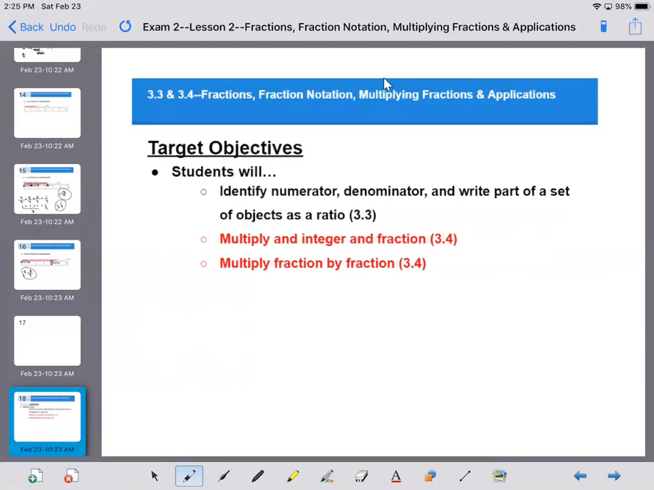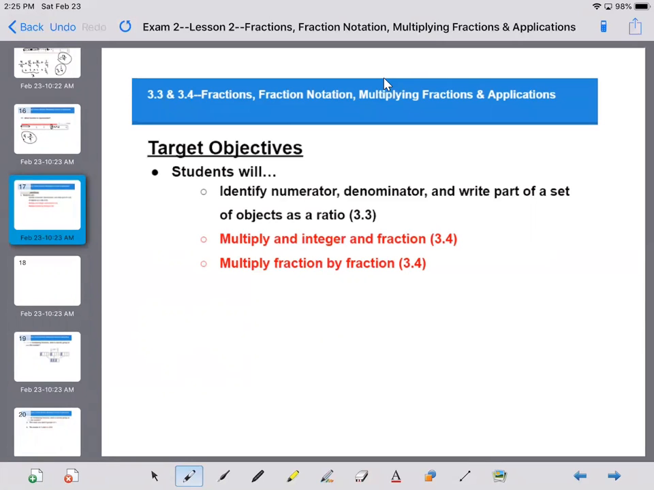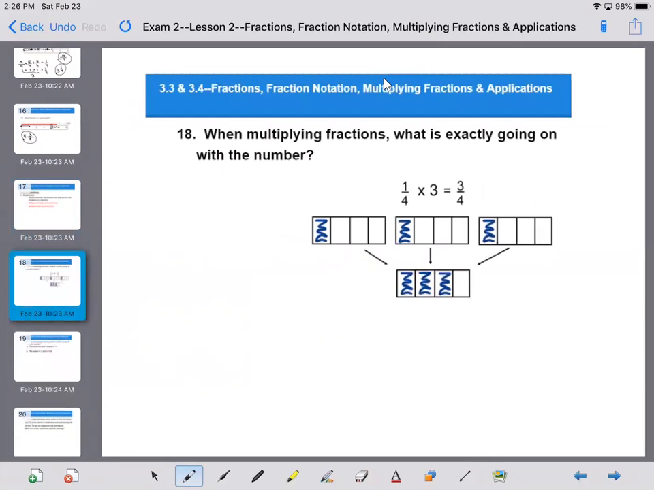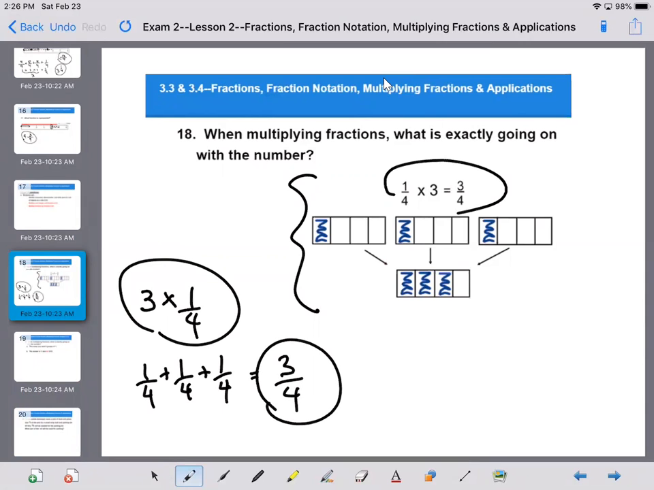So the next part, we're going to look at multiplying and dividing fractions. So when multiplying fractions, what you're thinking about is, and I'm just going to continue to discuss the visual here, if I want 3 groups of 1/4, so that's 1/4 plus 1/4 plus 1/4, which would be 3/4. So when you're taking 3 and multiplying it by a fourth, you get 3/4.